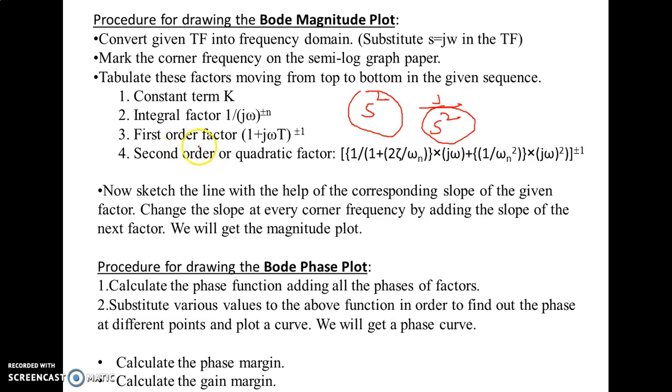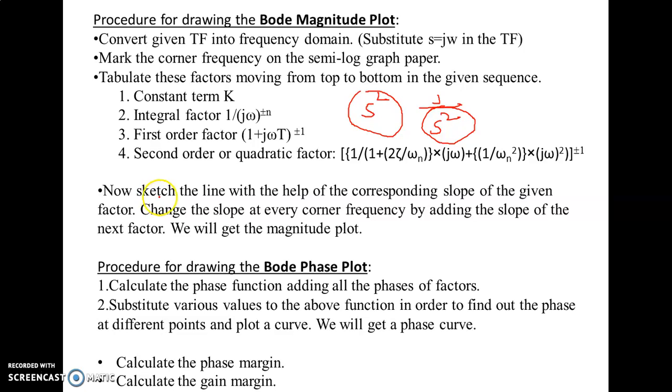Then you have to take first order terms. It is like the standard form, 1 plus j omega T. It may be in the numerator or denominator; you need to see which one it is in. In this order only you have to take. After that, you have to take second order terms. After taking that, based on the corner frequencies, it should be in increasing order.